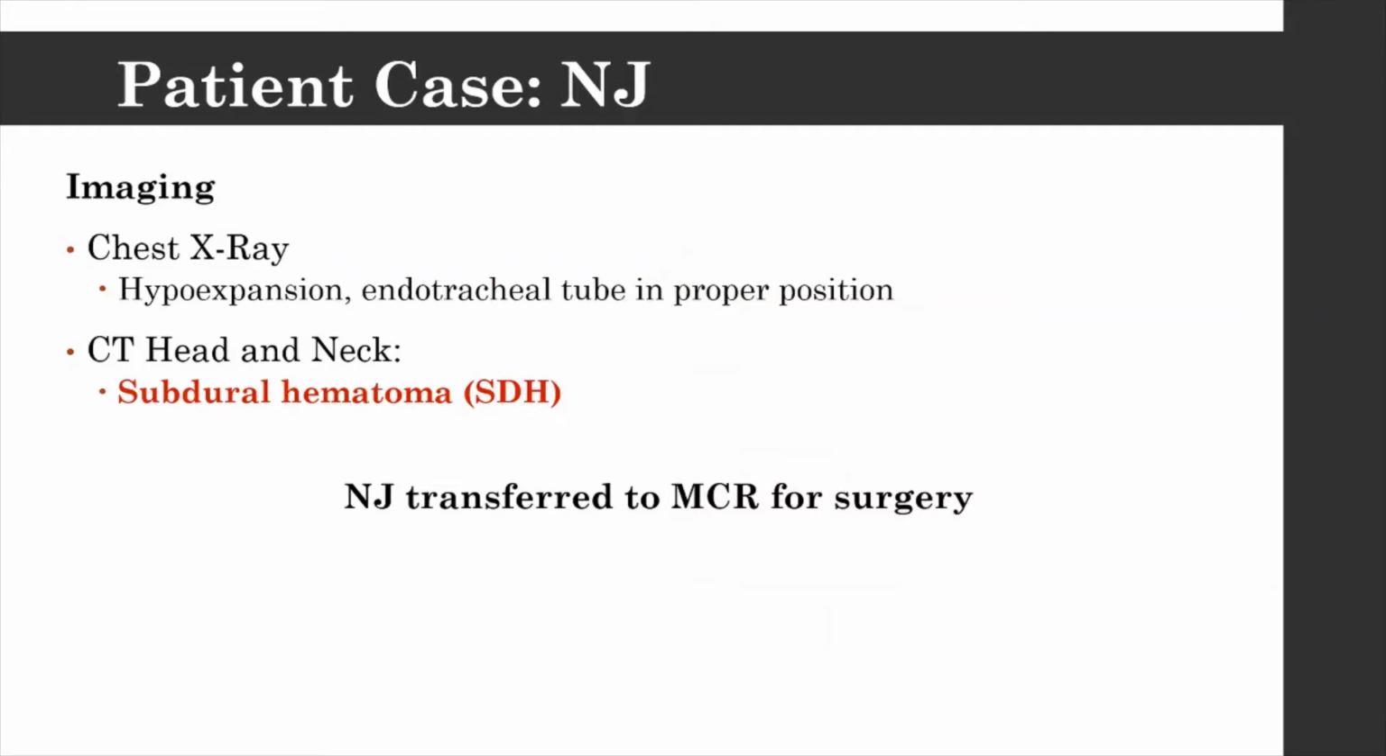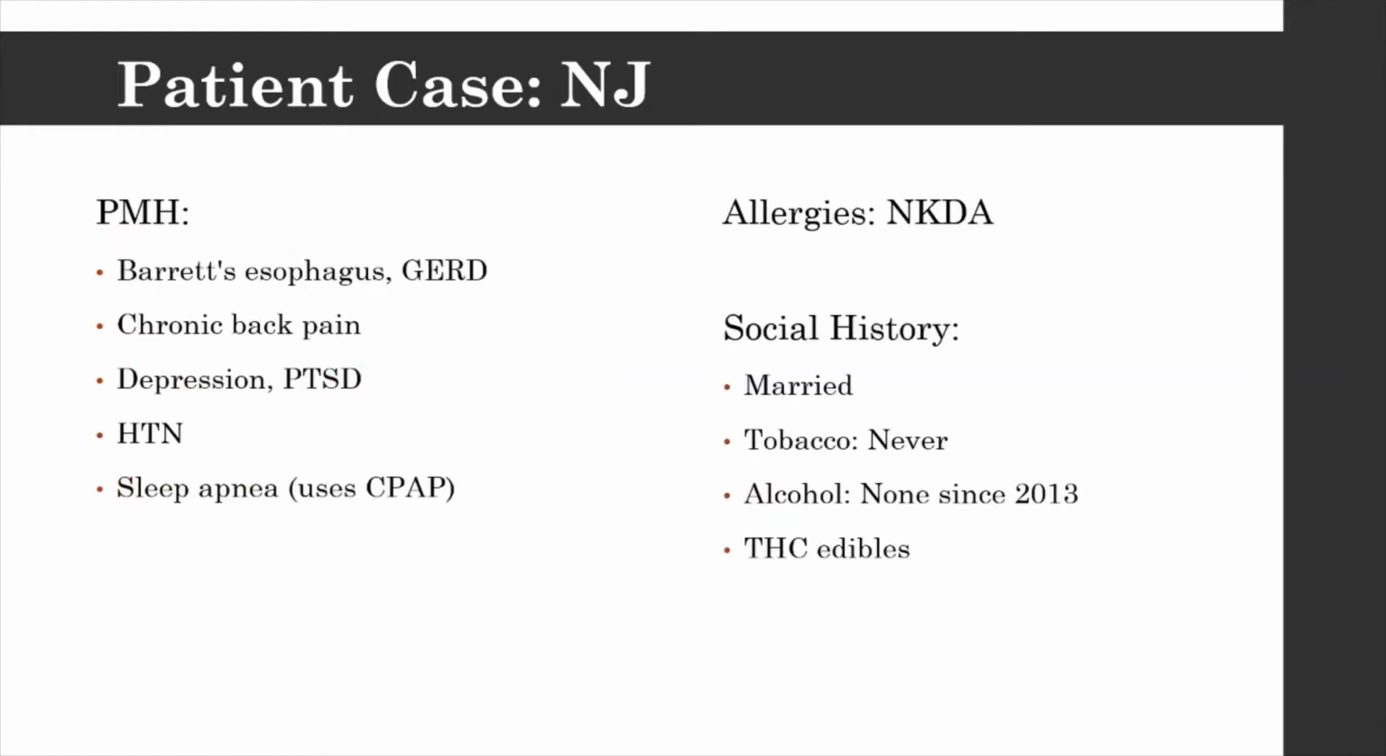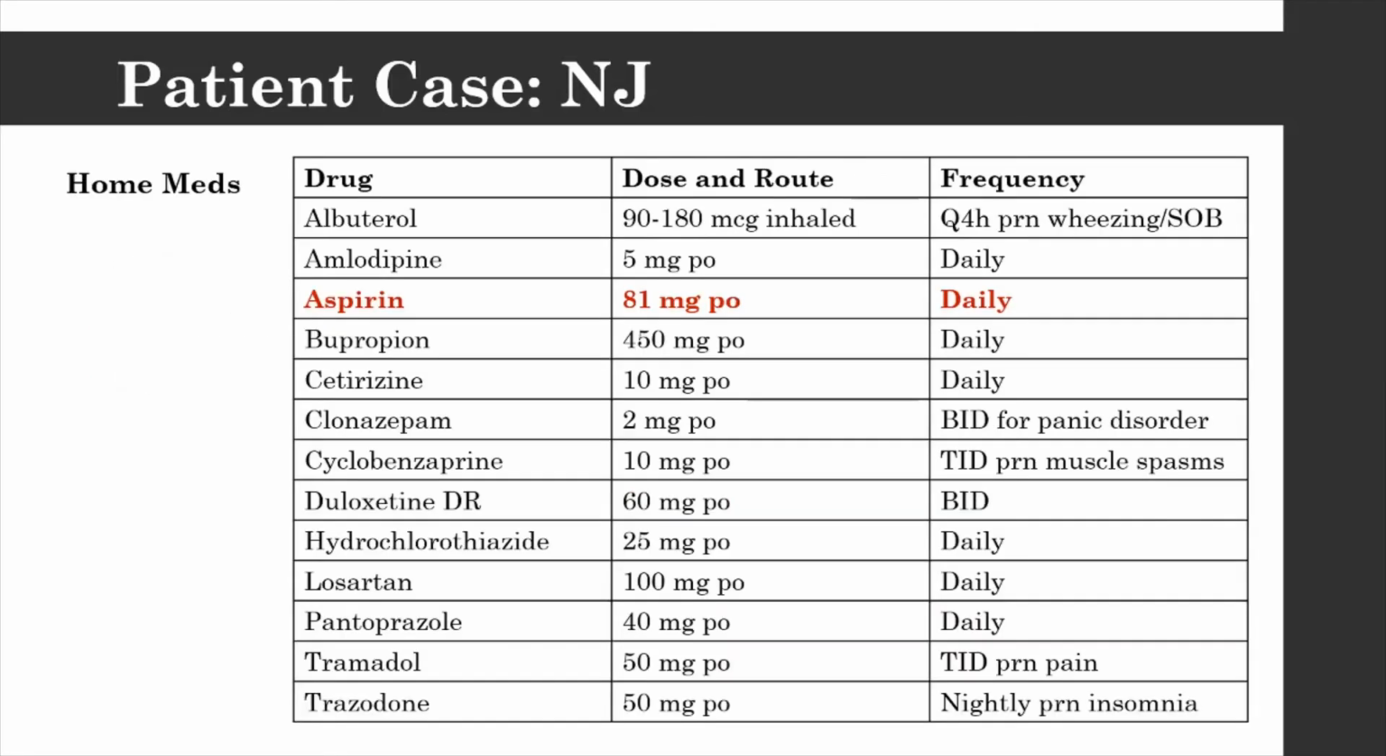For his imaging, his chest x-ray showed hypoexpansion, but overall normal. His CT showed a subdural hematoma, so he was immediately transferred to MCR for surgery. Here's his past medical history, allergies, and social history. There's nothing too concerning or no risk factors to point out.